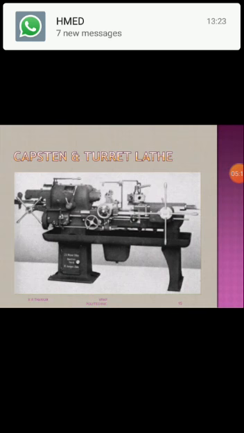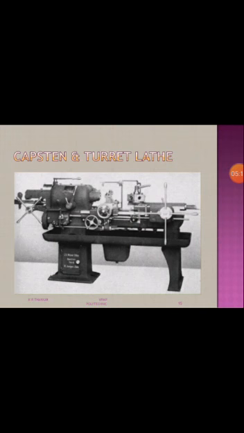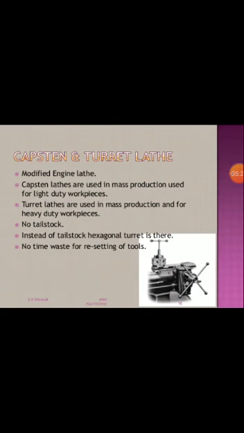Now, capstan or turret lathe. See the figure of the capstan and turret lathe. This is a modified engine lathe. Capstan lathes are used in mass production, for light duty workpieces. The turret lathe is used in mass production and for heavy duty workpieces. There is no tailstock. Instead of a tailstock, a hexagonal turret is there. There is no time wasted for resetting of tools in this type of lathe.